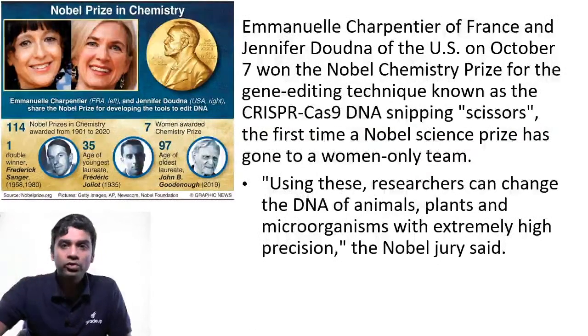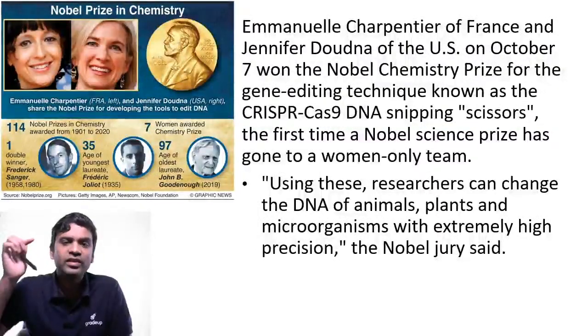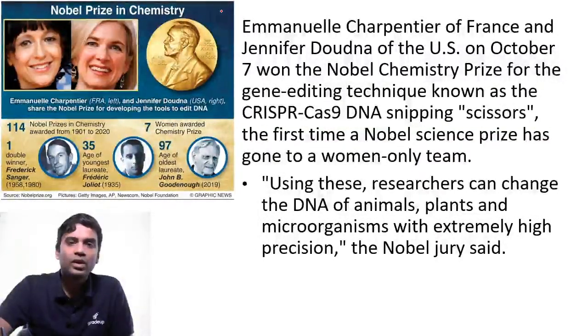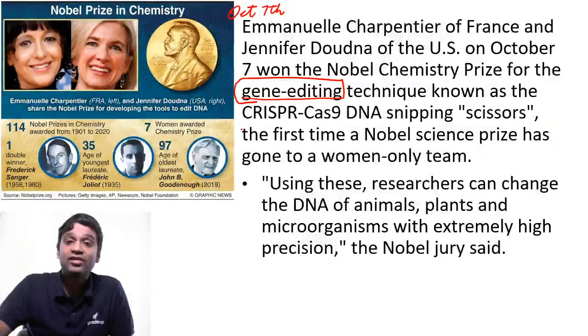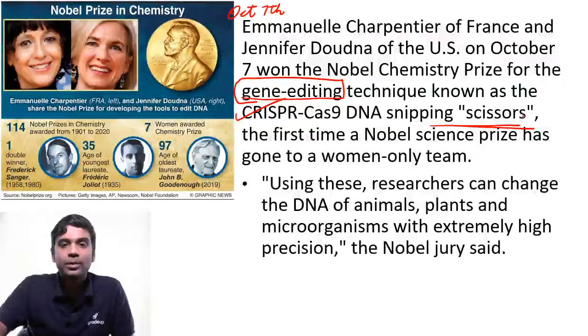And this is in the news, and there are many recent advances in it, because this is the news from October 7th, 2020, just last week, today is the 14th. Last week, these two women, Emmanuelle Charpentier from France and Jennifer Doudna from USA, both of them won the Nobel Prize in Chemistry for their work on genetic engineering or gene editing, and for their advances in CRISPR-Cas9. What is CRISPR-Cas9? We shall study in depth in this class. So by using this CRISPR-Cas9 scissors, they have won the Nobel Prize in Chemistry, and they are the first women-only team to win it.